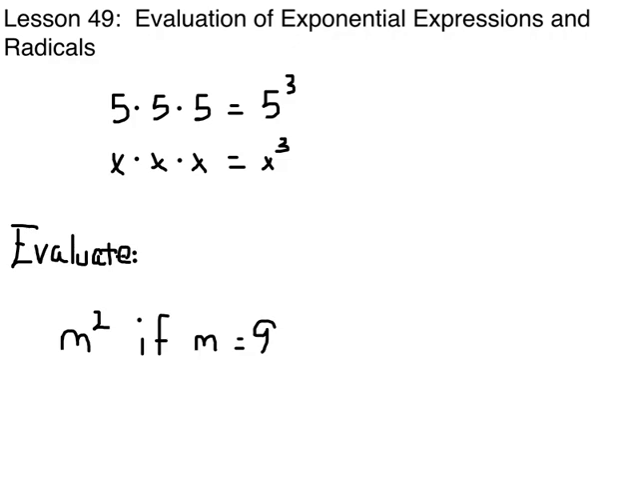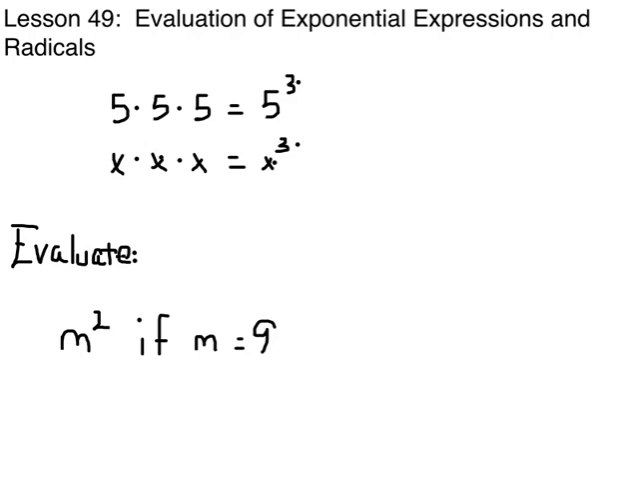Okay, so if I say 5 times 5 times 5, a shorter way of writing that would be 5 to the third power. By the same token, I can say x times x times x is x to the third power. So let's take that information and use it to evaluate this expression.